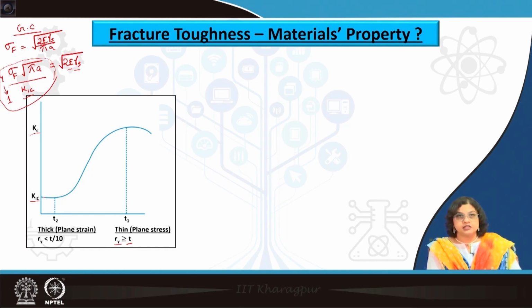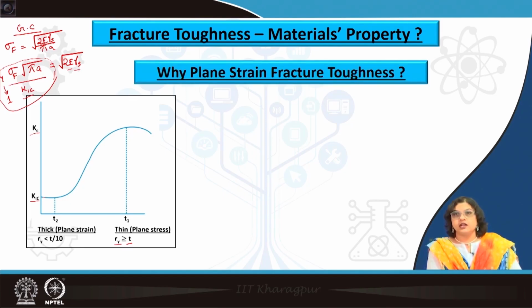But in certain cases we consider fracture toughness as a materials property. Now, this is particularly for the plane strain condition. When we say that fracture toughness is a materials property, we actually mean that plane strain fracture toughness is a materials property. If nothing is mentioned, it automatically means that we are talking about plane strain fracture toughness. Otherwise, we need to state that this is plane stress fracture toughness, and for that we definitely need to mention the thickness of the component as well.